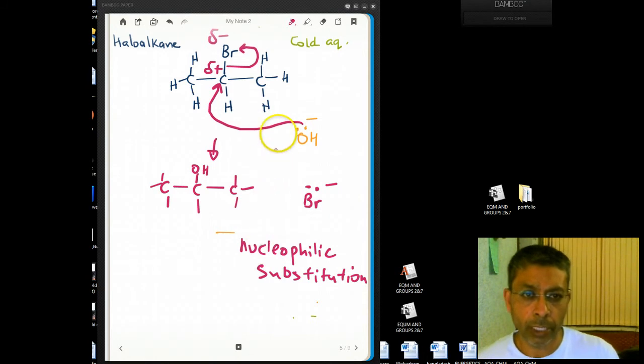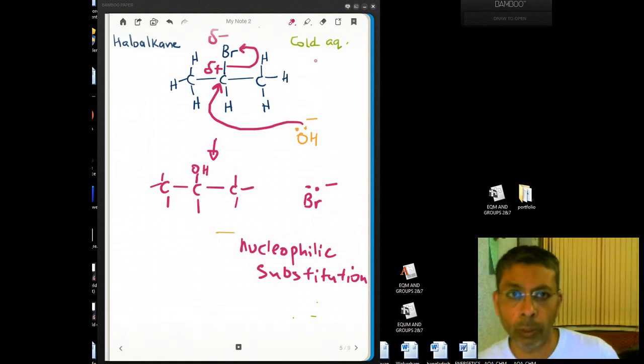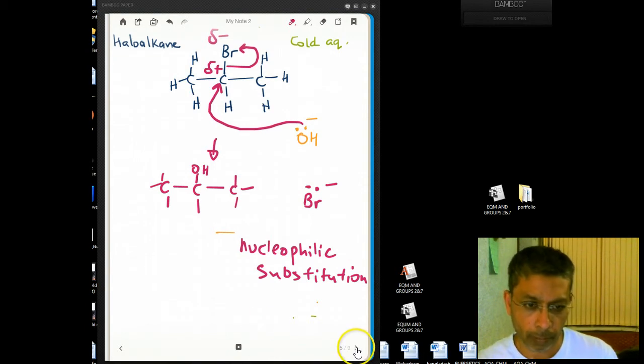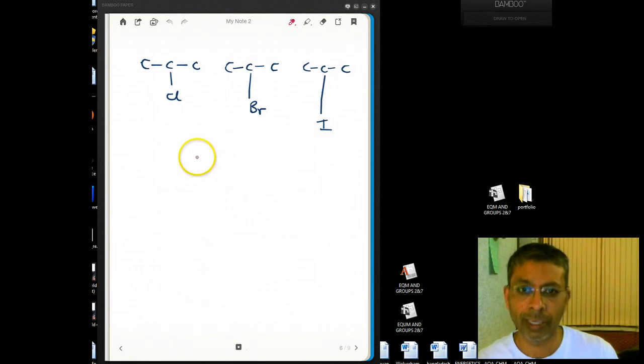Okay. Right. Now, if we change the conditions from a cold aqueous solution of sodium hydroxide to hot ethanolic sodium hydroxide, in other words, still a solution, but you warm it up, and you also add ethanol to your mixture, then you get an entirely different mechanism. Let's have a look. Okay. Oh, before we come to that, let's just stick to the hydroxide substitution.